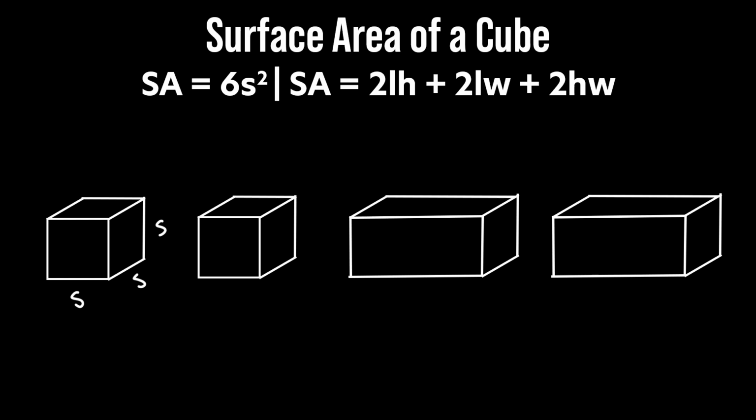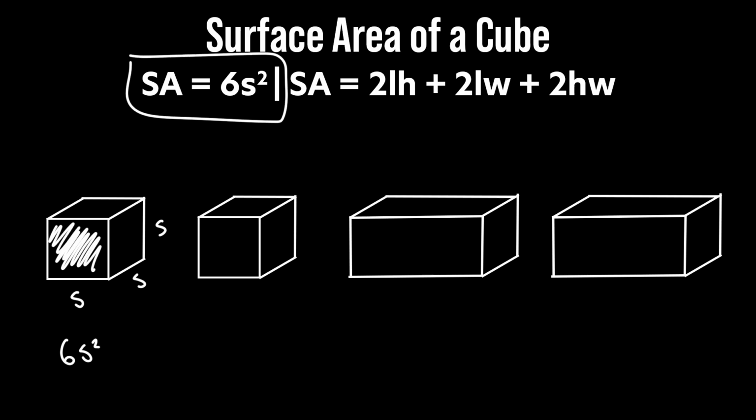So how do we find the area of one of the sides? Well, it would be s times s. So the area of, for example, the front of this cube here would be s times s. So it would be s squared. And how many sides are there? There's 1, 2, 3, 4, 5, 6 sides. And each of the sides of the cube are the exact same area. So that would be 6s squared. So that's why the formula for surface area of a cube is 6s squared.